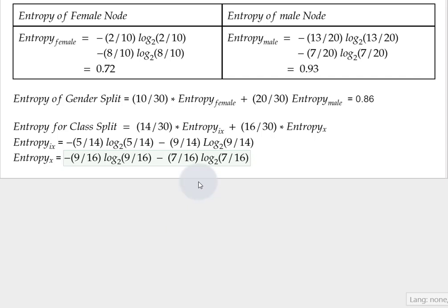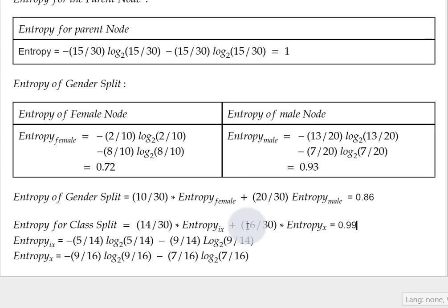So if I just calculate that one, my whole entropy value for the class split will be 0.99, right? I'd encourage you to calculate this one and see whether you are getting this correct number or not. Okay, so now we got the entropy based on class. If you see over here, this is the gender split, right? And this is the class split, right?